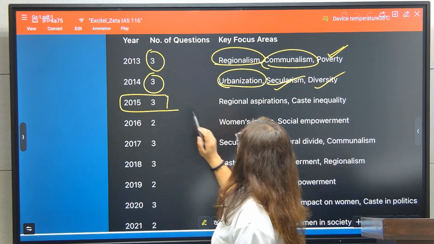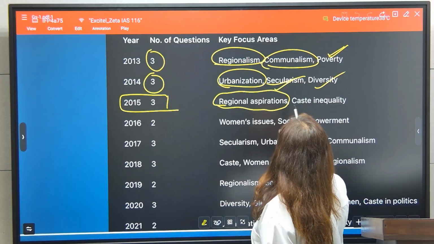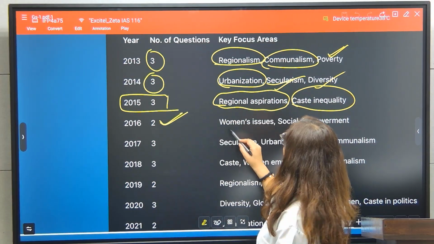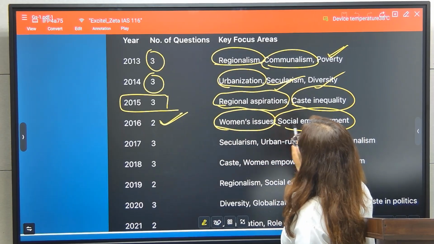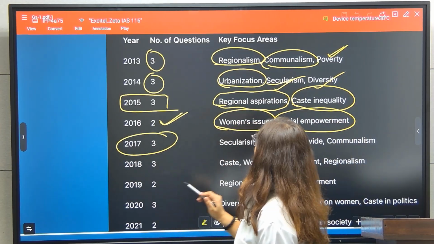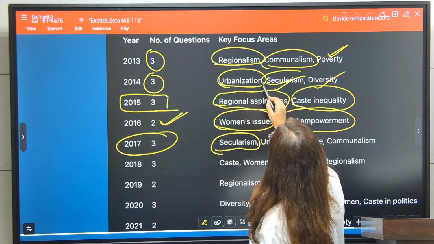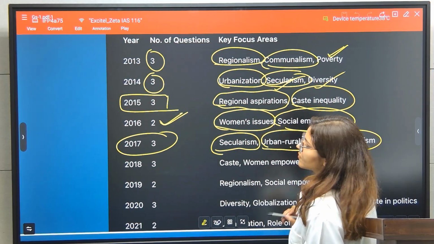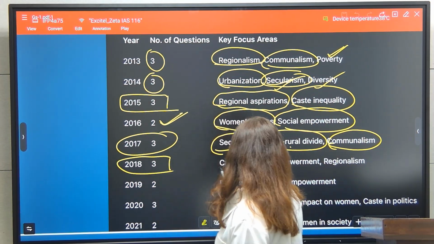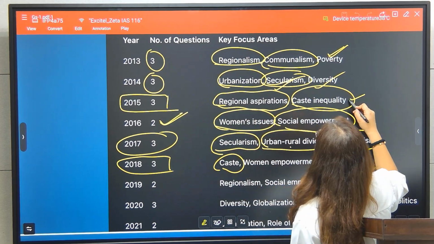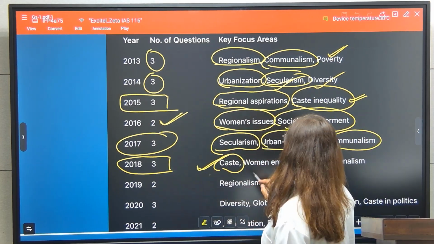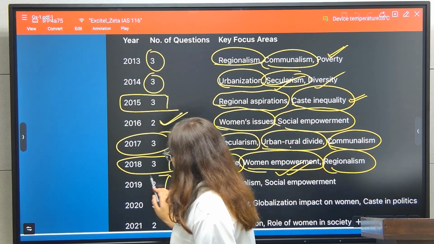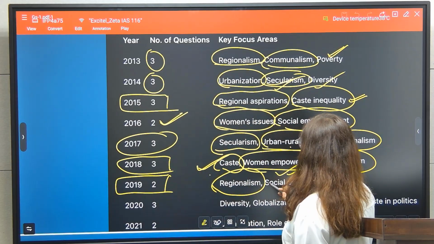In 2015, the question was on regional aspiration, caste identity. In 2016, two questions are from society. One was women issues and social empowerment. In 2017, secularism, again a repeated topic. Urban-rural divide, again a repeated topic, and communalism. In 2018, caste again. In 2015, caste inequality, again in 2018, caste. Women empowerment, again, and regionalism. In 2019, again regionalism, again social empowerment.